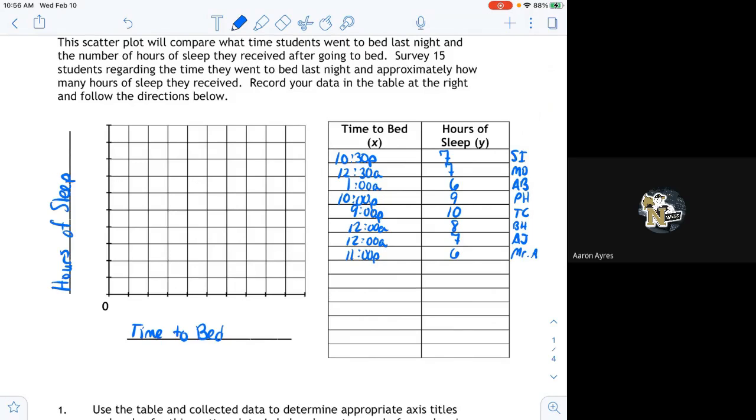Now, what we need to figure out here is what would be a good scale for our x-axis. We need to cover times from 10 or 9 p.m. to 1 a.m. So what would be an appropriate scale to use for the x-axis? It has to be a consistent scale, which means each mark has to be the same distance apart as we go along. What are you thinking here? Anybody have any ideas?